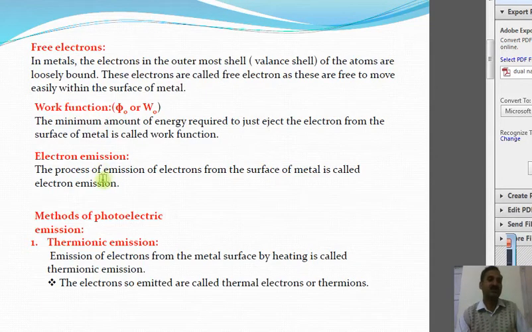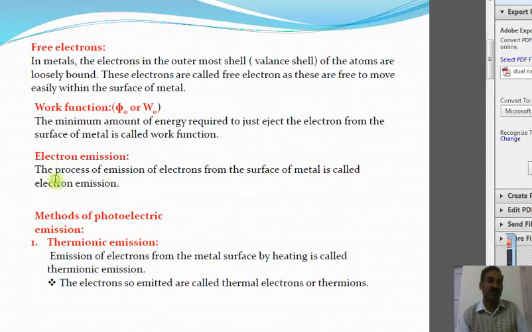Why is this minimum energy required? Because whenever the electron is ejected from the metal surface, that metal, because of losing electron, becomes positively charged, and hence it will attract the electron back to its surface. That means the electron cannot get ejected from the metal surface till it has some energy to overcome that attractive force. So that amount of energy is called work function, as we have discussed.